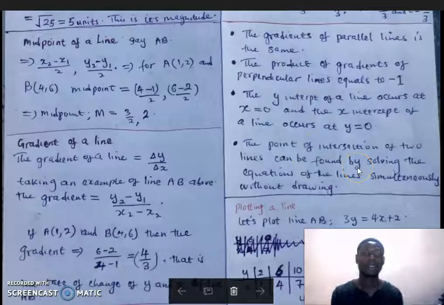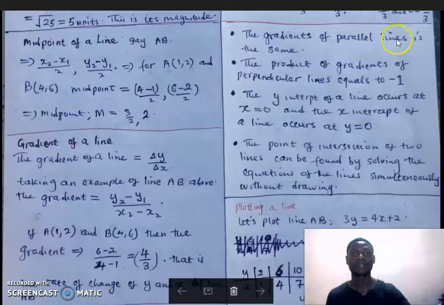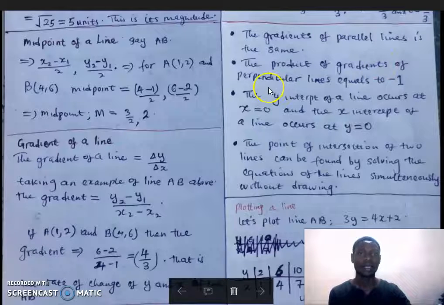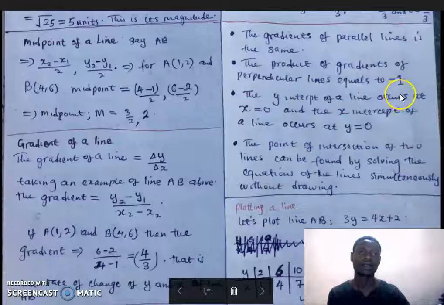Now let us have some few facts about straight lines. The gradient of parallel lines is the same. If we have line AB and another line PQ, and these two lines are parallel, the gradient will be the same. If the gradient for line AB is 4 over 3, then the gradient for line PQ will also be 4 over 3. If PQ is perpendicular to AB, then the product of their gradients gives us -1.